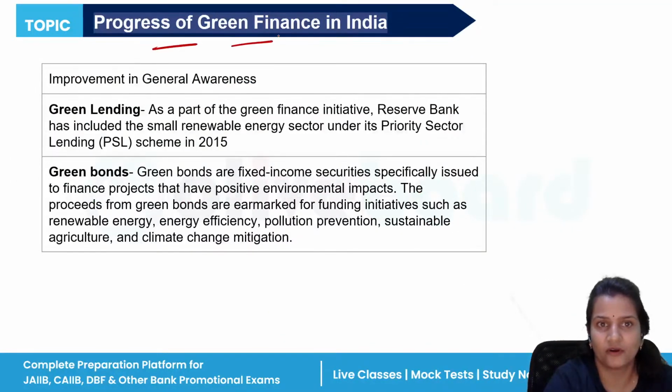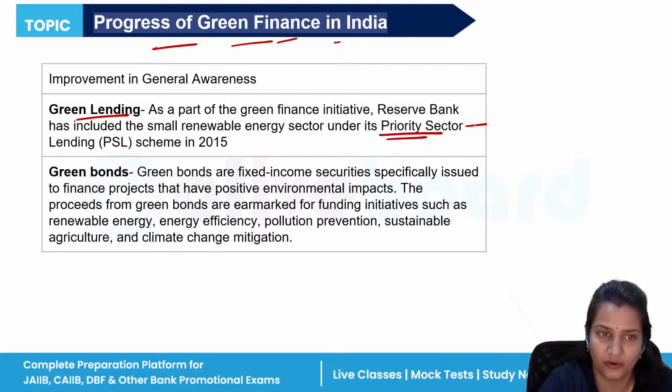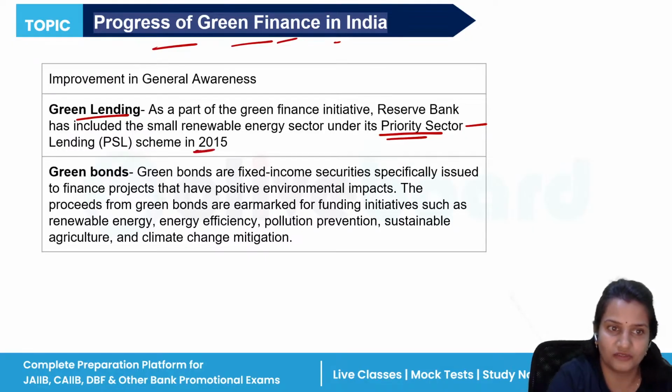Now, again, progress of green finance in India. First is green lending. What is green lending? It is a green finance initiative made by RBI. RBI has included this under the priority sector. We have already seen what the priority sector is, and what institutions are added under the priority sector lending scheme 2015.